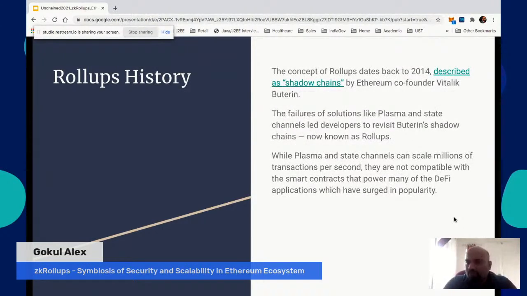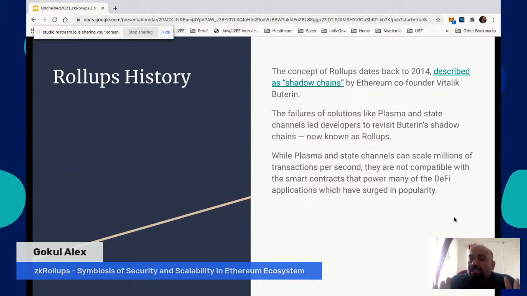So what is the history of rollup? The concept of rollup dates back to early 2014, described as a shadow chain by Vitalik Buterin, the Ethereum co-founder. There is a perception, or a commentary, that plasma and state channels were not as successful as required for layer 1. That's why Vitalik has highlighted the need for rollups.